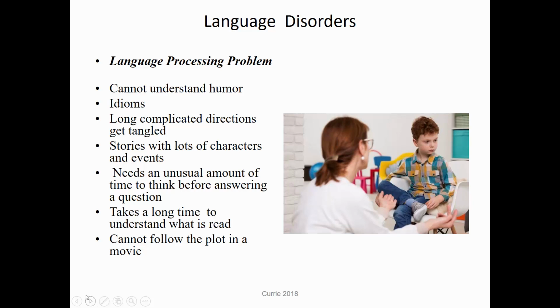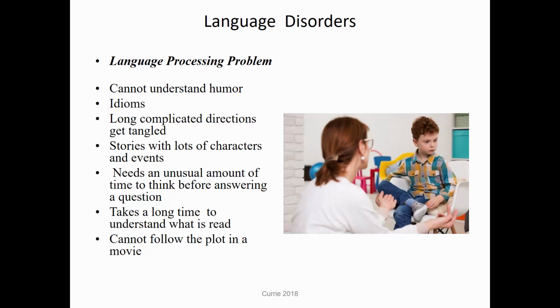Language processing, this is often a problem that we see with people that have autism, and it's an inability to understand humor. They get really disinterested. They don't understand idioms. So if you say it's raining cats and dogs, they would look at you and say, no, it's not. It's raining raindrops. Or if you say, oh, we're having a surprise birthday party for Granny, don't let the cat out of the bag, they would say, you have a cat in a bag? So they take everything very literally.